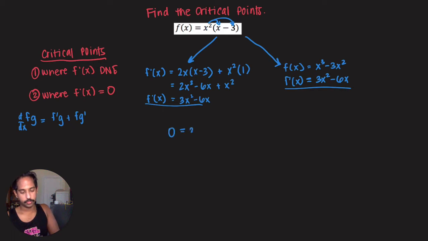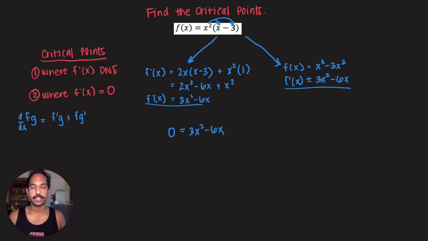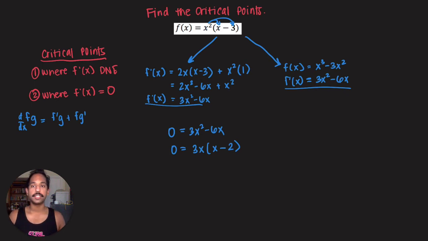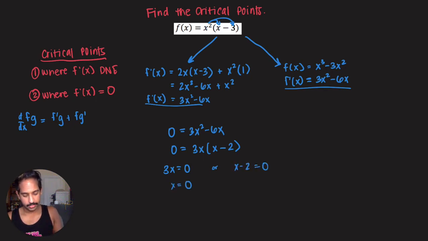0 equals 3x squared minus 6x. Now I see on the right side that I can factor. So I can factor out a 3x. So I'm left with x minus 2. And here I'm going to use the zero product property. I see that two things are being multiplied to make 0, so that means one of them must be 0. So 3x equals 0, or x minus 2 equals 0. Here I'm going to divide by 3, so I get x equals 0, and here I'm going to add 2 on both sides, so I get x equals 2.